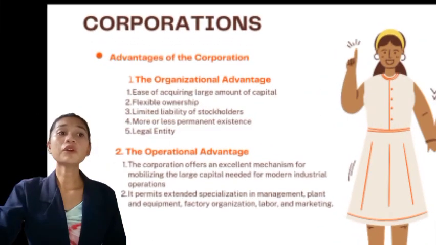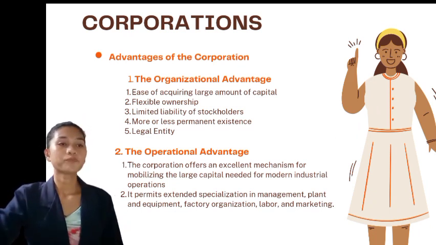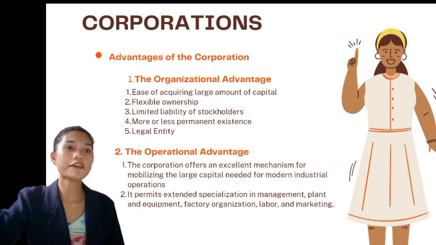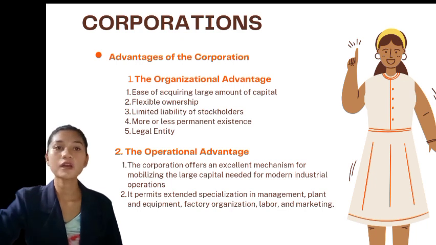So, now let's move on to the advantages and disadvantages of a corporation. Here are the two categories of advantages. So first, the organizational advantage and the operational advantage. So first we have the organizational advantage. For the organizational advantage, we have five categories, namely ease of acquiring large amount of capital. It is easy to acquire the exact amount of capital.